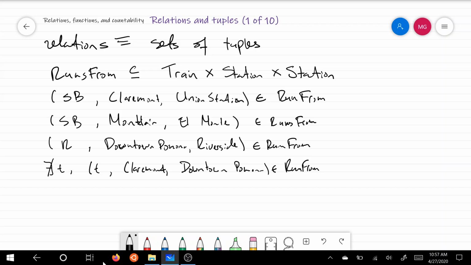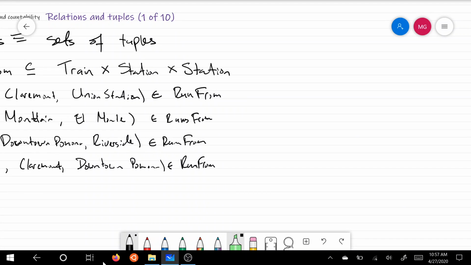Okay, so we've just been using right here the notation from sets. Right here, this is set membership to talk about membership in the relation. You can give a different way of writing it, where we would say SB runs from Claremont to Union Station, where these parts I've just highlighted are sort of syntax, right, for a three-place relation, which is a little cleaner than writing the tuples, though they're sort of interchangeable.